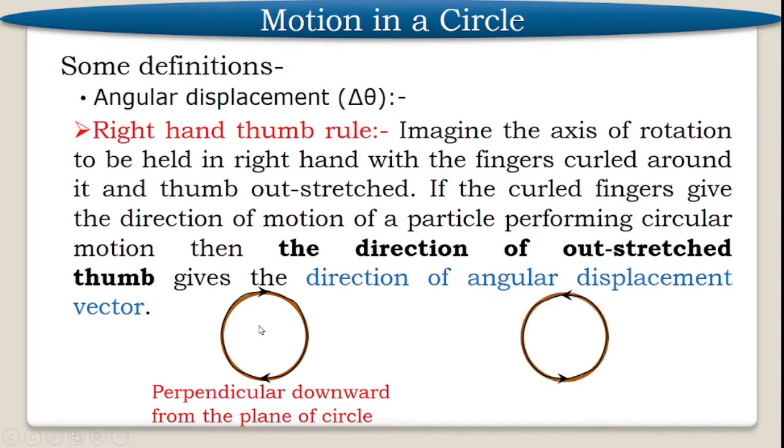And let us see another figure. In this condition, object is moving in anti-clockwise direction. In this condition, direction of angular displacement vector will be perpendicular upward from the plane of circle.